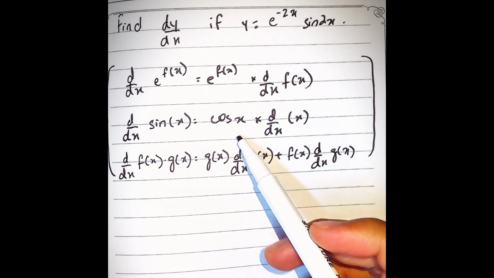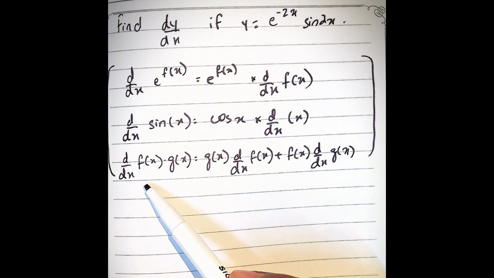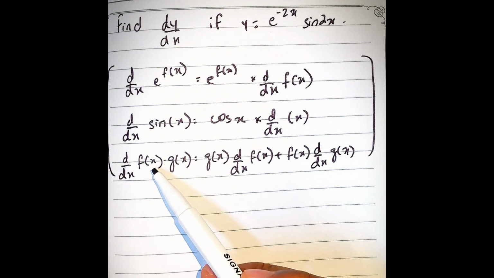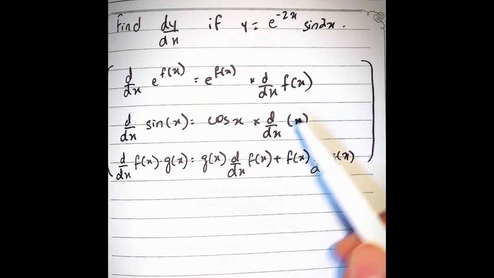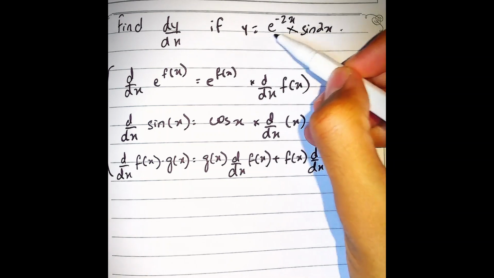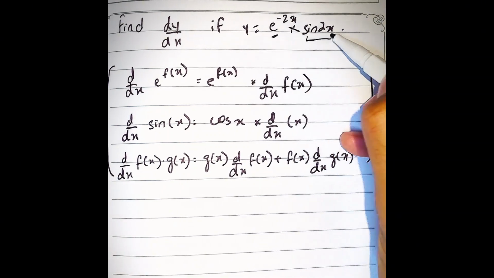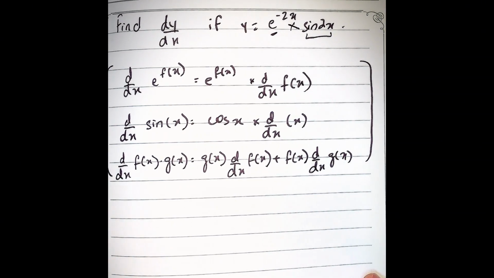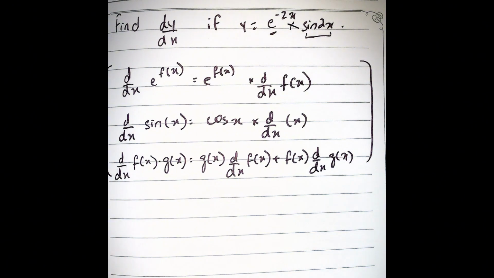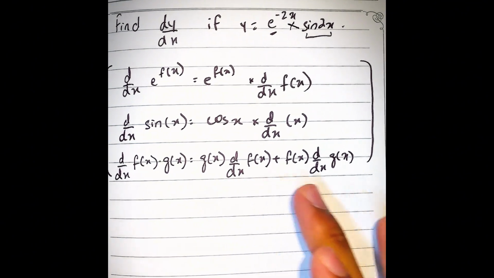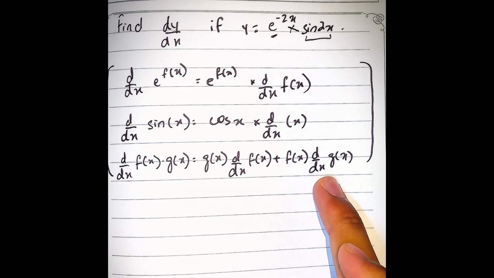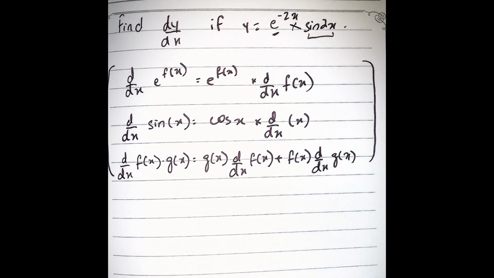Then the derivative of sin x is cos x. And there is the product rule: when two functions are being multiplied, because over here we have the first function, which is e, and the second function, which is sine, a trigonometric function, you can use the product rule. What is the product rule? The second function as it is times the derivative of the first function, plus the first function as it is times the derivative of the second function. Okay, so that's pretty much it, and let's begin solving this question.